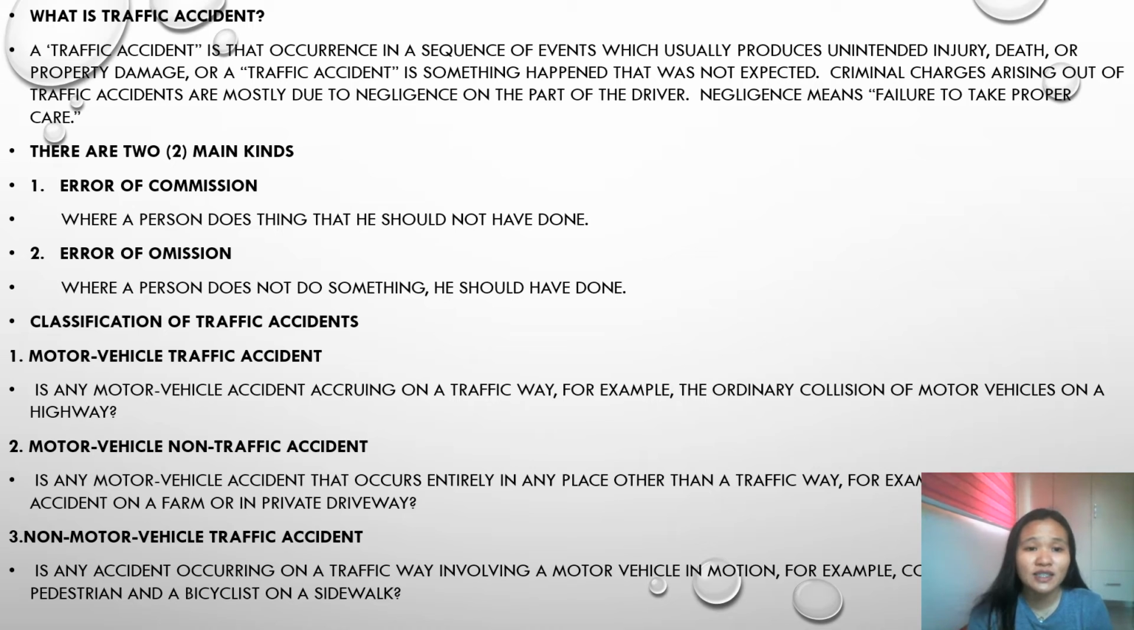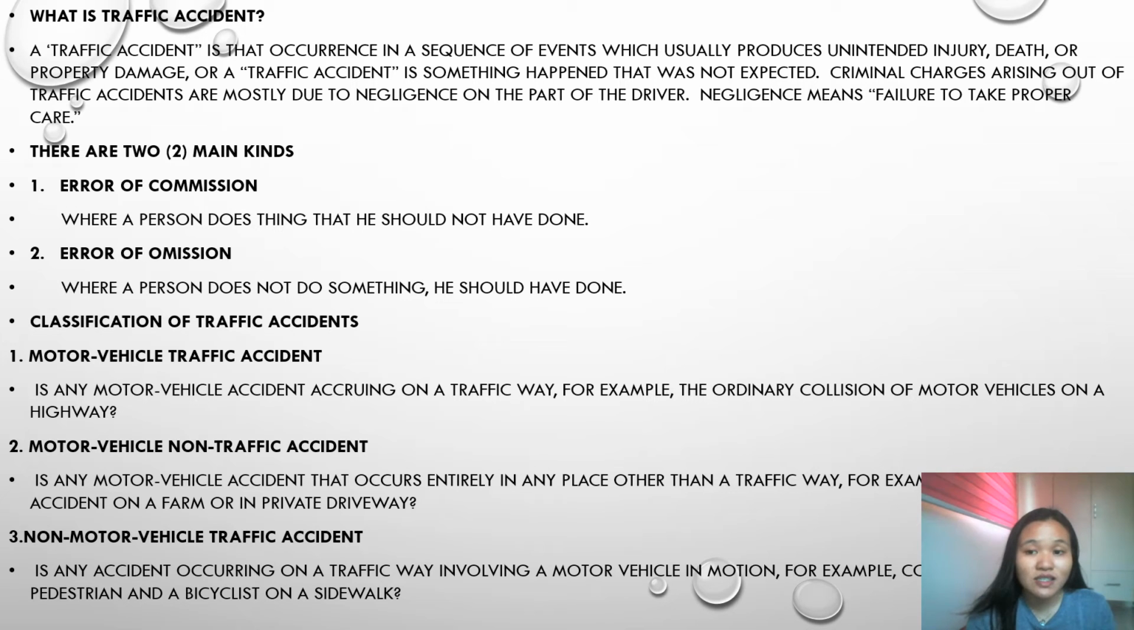Classification of traffic accident. First, motor vehicle traffic accident is any motor vehicle accident occurring on a traffic way. For example, the ordinary collision of motor vehicles on highway. Motor vehicle non-traffic accident naman is any motor vehicle accident that occurs entirely in any place other than a traffic way. For example, a motor vehicle accident on a farm or in a private driveway. Yan yung mga non-traffic accident. Kapag traffic accident, sa highway.